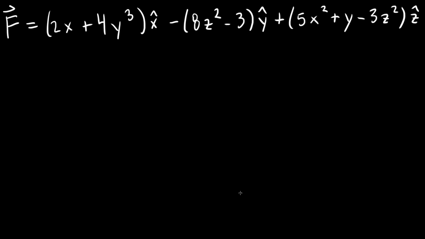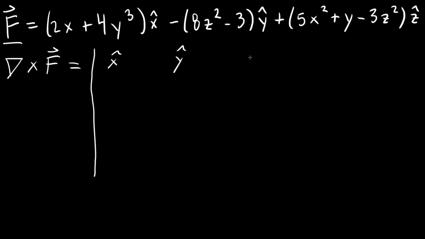Hi, in this video, we're going to learn how to compute the curl of a vector field. So in this problem, we're given the vector field f, and in order to compute the curl, we take the cross product of the del operator with the vector field, and the first row will have the unit vectors in each one of the base coordinates, so x, y, and z.